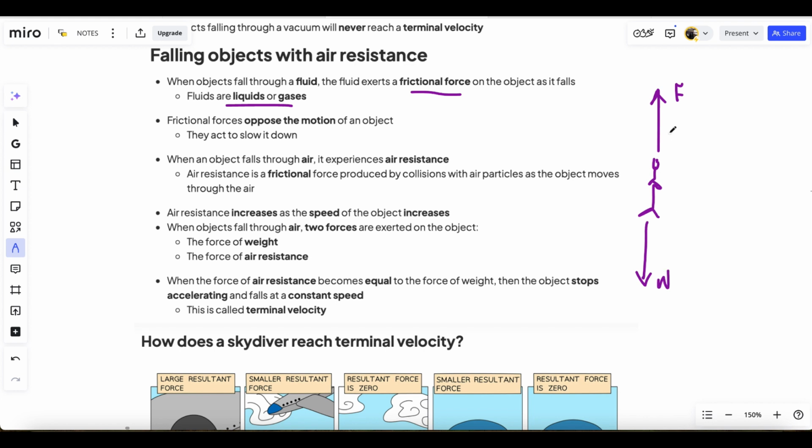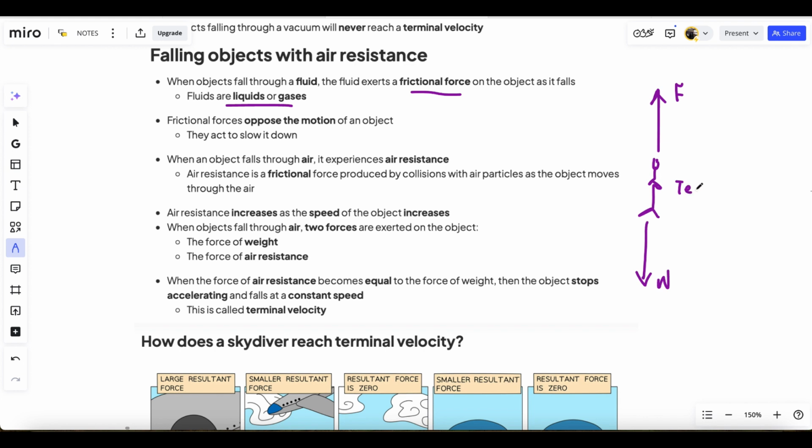When you jump out from an aeroplane or from a height, the air resistance at the beginning will be very small, your weight will be higher. So you'll be falling down with a greater speed. A time we reach, this one will be building up, this one will be reducing till they reach the same value. When they reach the same value, we say you have reached your terminal velocity.